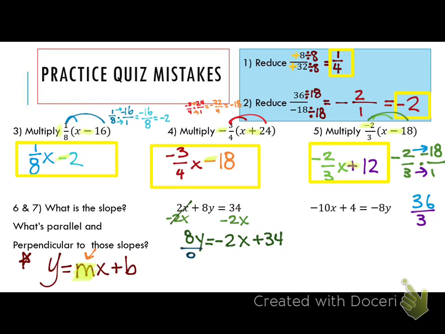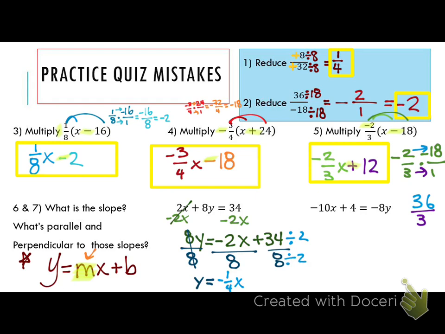Divide by 8. Divide each of them by 8. What is negative 2 over 8 reduced to? Negative 1 over 4. And then 34 and 8, what are they both divisible by? 2. So divide them both by 2.